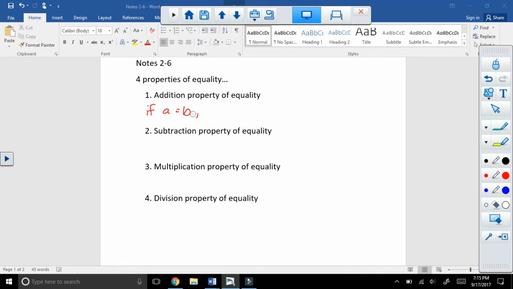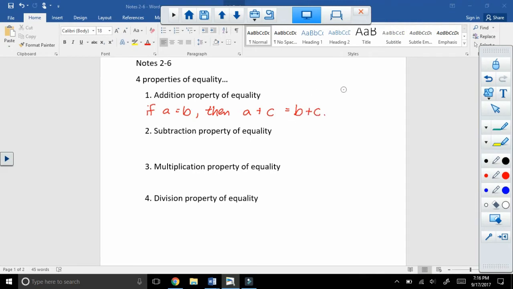The first one says if you have something that's equal, let's say A equals B, and that could stand for anything, then you can add the same thing to each side of the equation and keep it equivalent. So here it is with symbols.